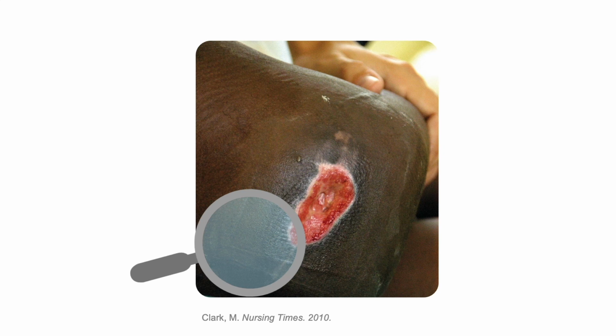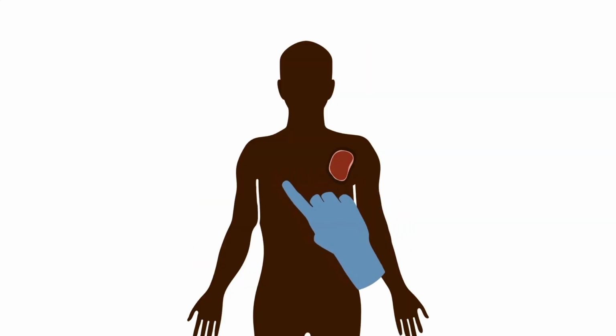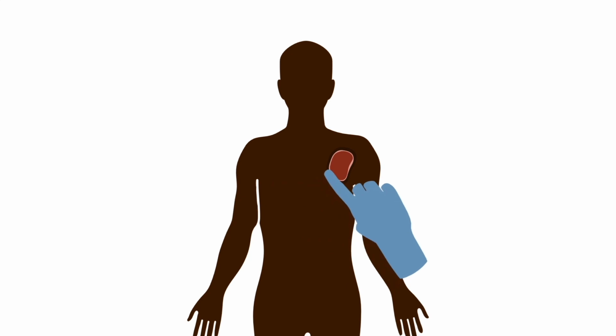For patients with darker skin tones, the first signs of injury might be hyper or hypopigmentation of the periwound rather than erythema or redness. Also, moving a gloved finger from injured to non-injured areas of skin and back again may reveal changes in the texture that are not visibly obvious.